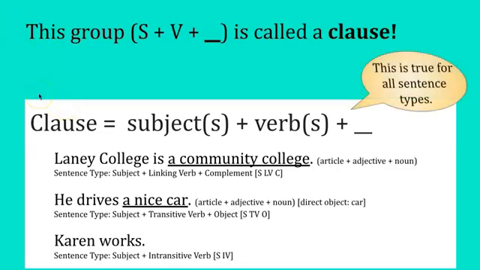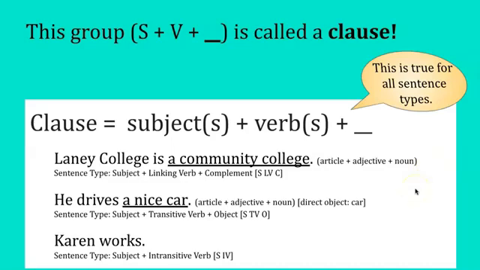All sentences need clauses, and the clause means the subject and the verb, the necessary parts for all sentences to be correct. You have 3 examples of sentences here. The first one is using the sentence type 1. The second is type 2. And the third is sentence type 3.